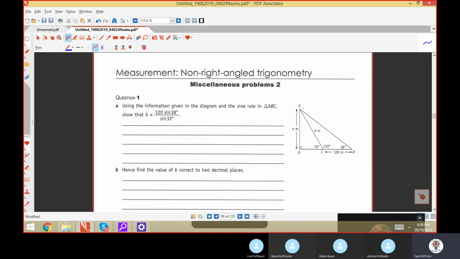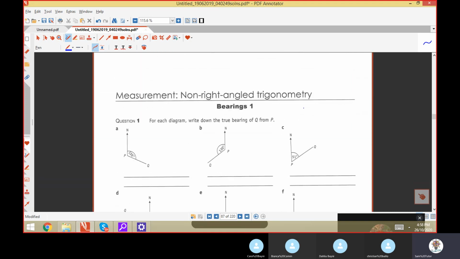What's that? Composite triangles and bearings. Okay.